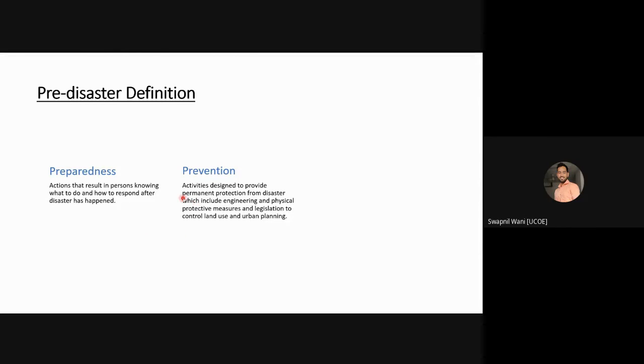You can say permanent protection, because if such type of disaster is happening again and again and it is affecting you in the same way, it means you are not preventing it or you are not prepared for it. Prevention means it should have a proper way so that it will be a permanent protection, or you can say a permanent solution, for such type of disaster, which includes engineering and physical protective measures and legislation to control land use and urban planning.